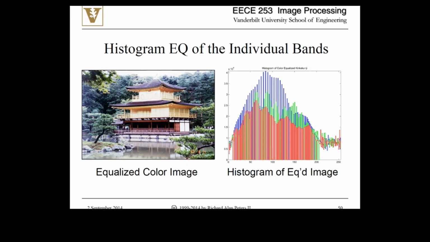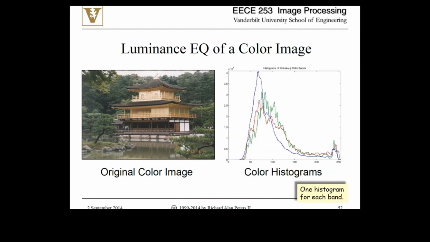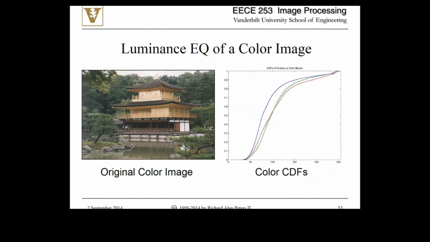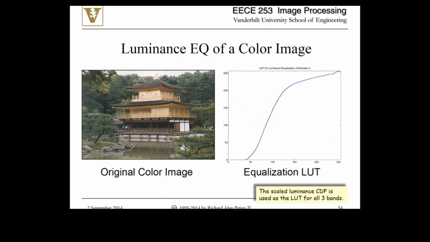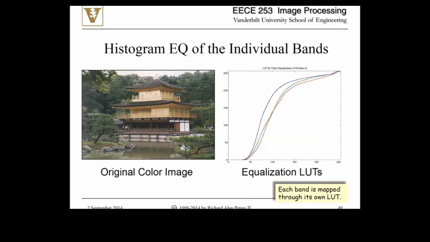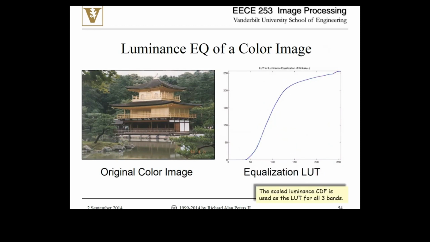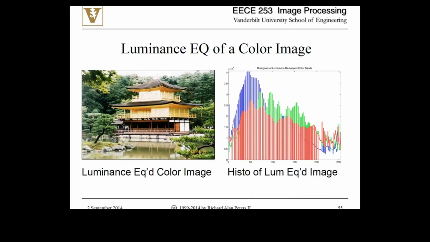But it looks weird. Yeah, there are some unnatural colors in the equalized image. What if I do the following? I start again, and then I use the CDF of the luminance. Before, in my previous transformation, I was using the CDF of each one of the color bands. But now I use the CDF of the luminance, for the 3 bands. Okay, so then I get this one.